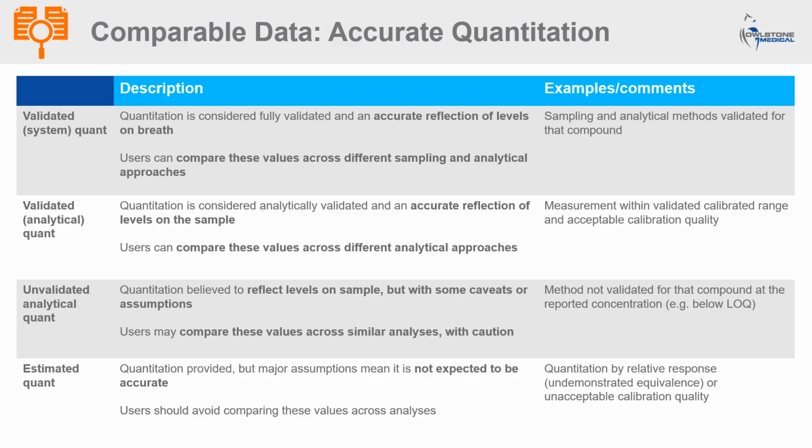And then the lowest level of confidence is what we call estimated quantitation. So in those cases, we don't expect the concentrations reported to be accurate. One example of this is if your calibration curve has an unacceptable quality.